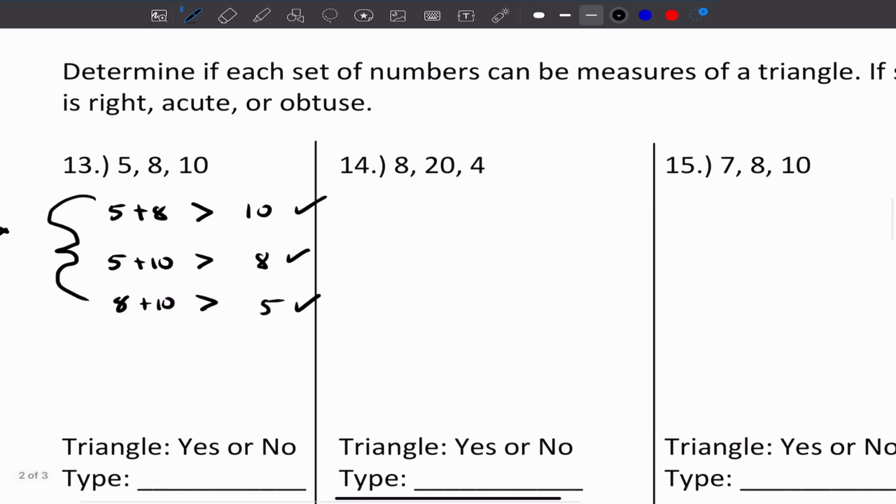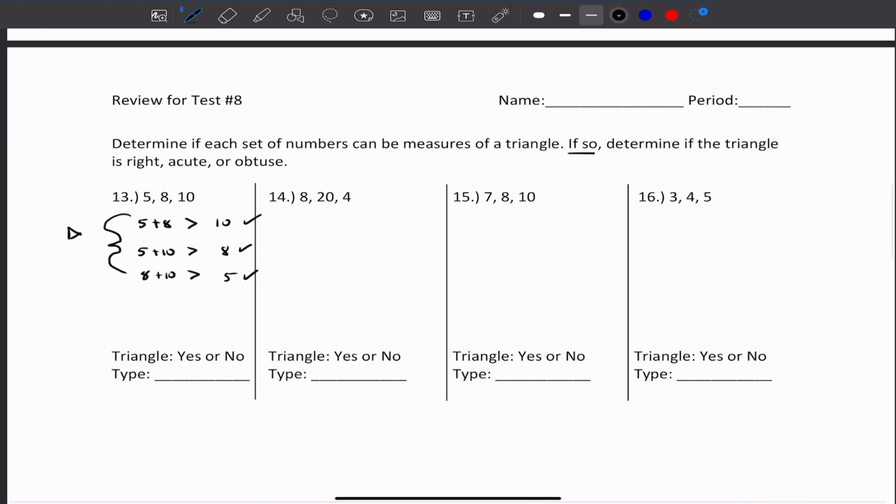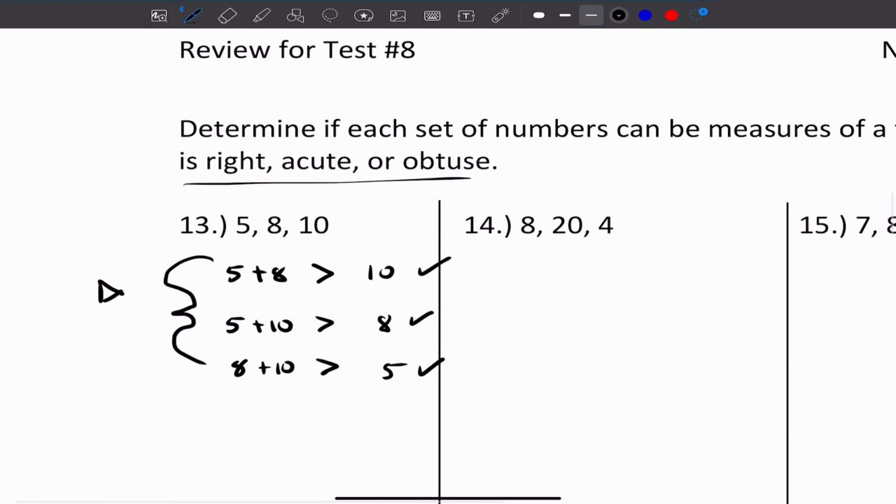But you're not done. If so, determine if the triangle is acute, right, or obtuse. So I like to have c squared on the left hand side and then a squared plus b squared on the right hand side. If c squared is equal to a squared plus b squared, that means you have a right triangle. If c squared is greater than a squared plus b squared, you have an obtuse triangle. If c squared is less than a squared plus b squared, you have an acute triangle.